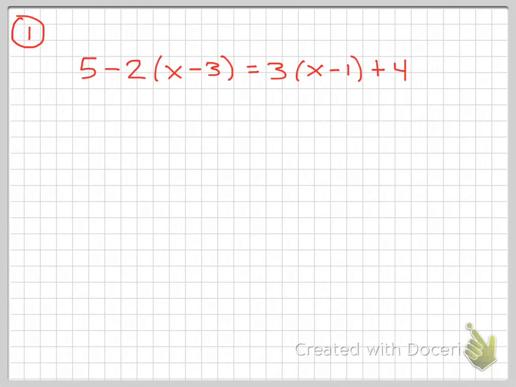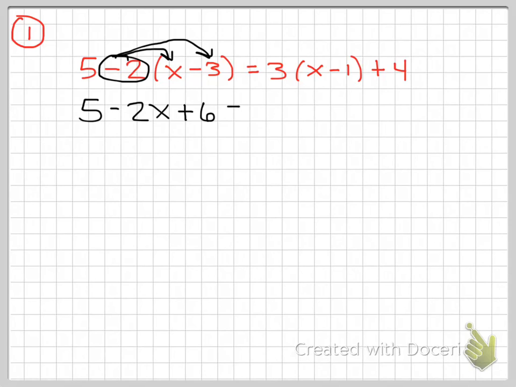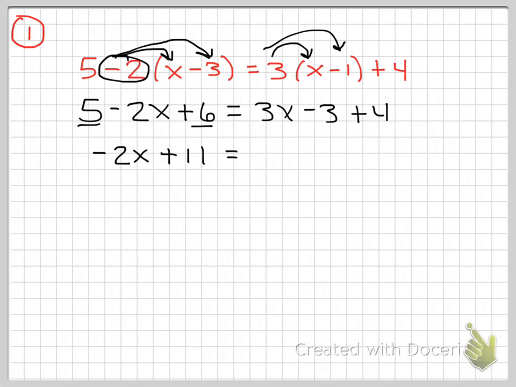The secret to this problem, or I guess it's not a secret, but the difficult part is taking this negative 2 right here and distributing it, in which case it's going to be 5 minus 2x plus 6. And then on the right hand side, notice I have to distribute the 3, so that's going to be 3x minus 3 plus 4, and from here I can just simplify. On the left hand side 5 plus 6 is 11, so we're going to have negative 2x plus 11. On the right hand side I have the negative 3 plus the 4, which is 1, so I have 3x plus 1.